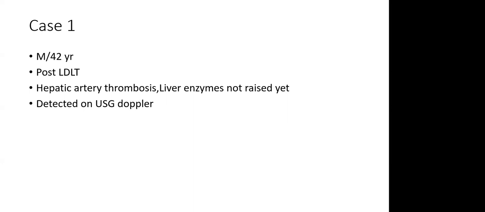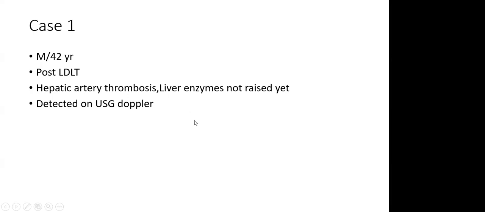So I'll start with the liver intervention. The first case is a 42-year-old male patient who has undergone living donor liver transplant. The protocol is that after transplant, they do color Doppler twice a day for at least 5 to 7 days, and immediately they sometimes find hepatic artery thrombosis. That is the only purpose.